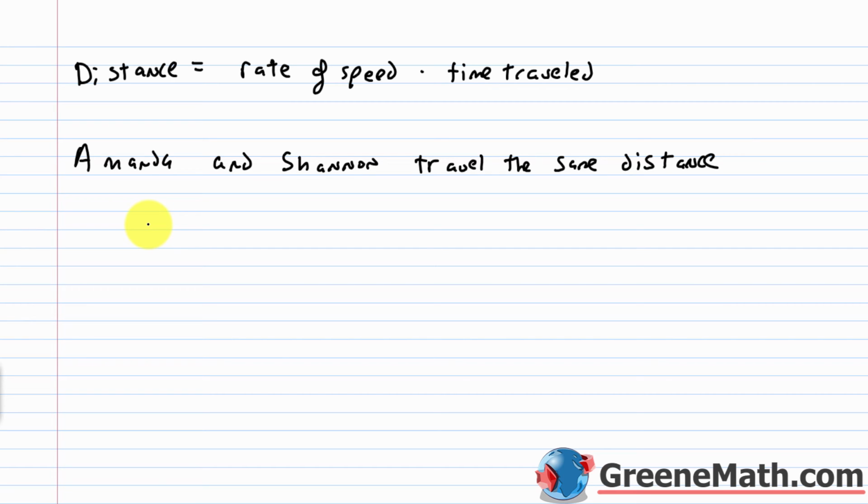Now, later on in algebra, we use some different types of notation which won't come up for a while, but I'm going to write D, a capital D, with a small a to relate the amount of distance. This is the distance for Amanda.